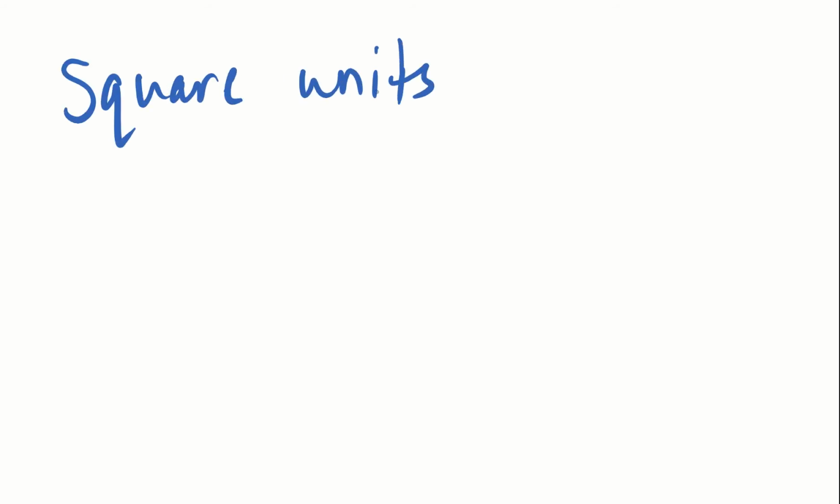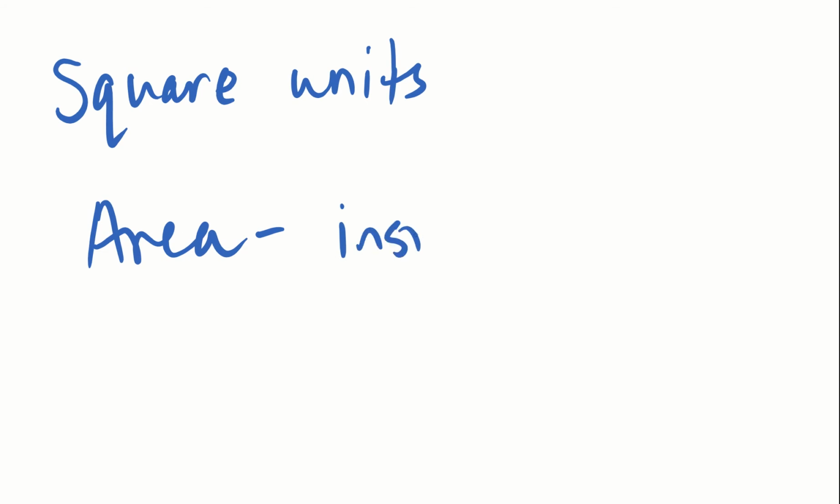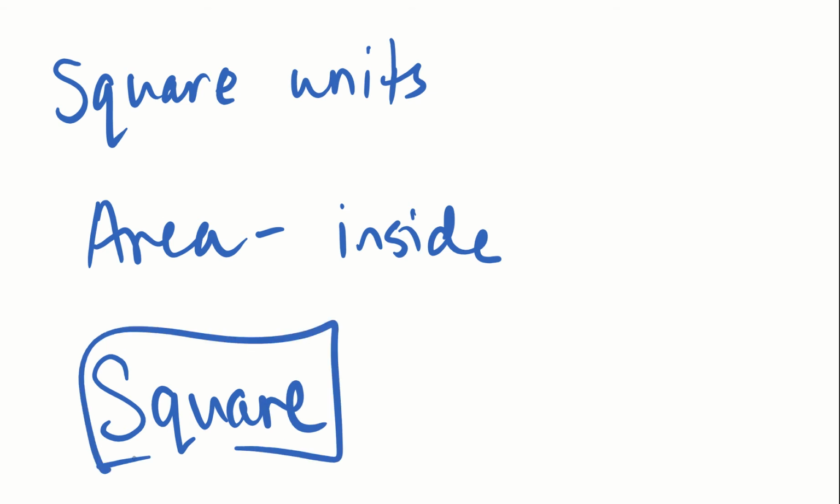To find the area of a two-dimensional shape, we're going to need to know, or at least be familiar with, something called square units. Because area is how many square units can fit inside a figure. So the area is inside a figure. And since square units has the word square in it, let's look at squares first.